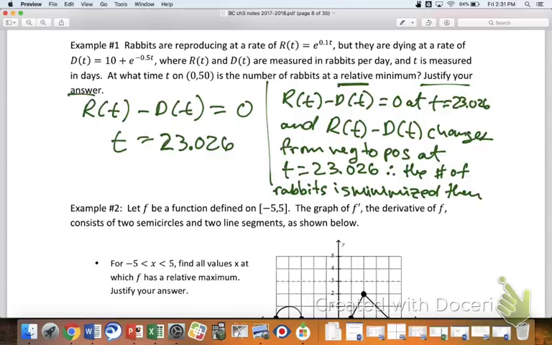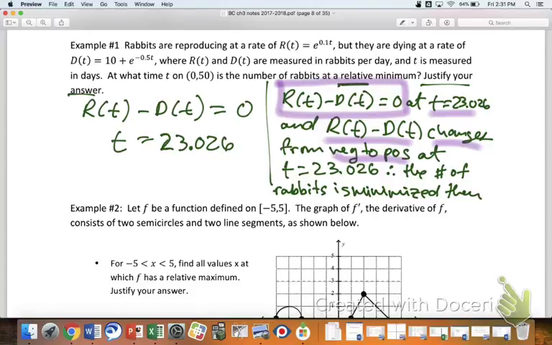So the good elements of a justification: you want to for sure confirm that you have a critical point. So you want to see that the rate of change of whatever it is you're finding is 0 at this particular critical point. And then you've got to show that the rate changes sign from negative to positive for a minimum, or from positive to negative for a relative max.